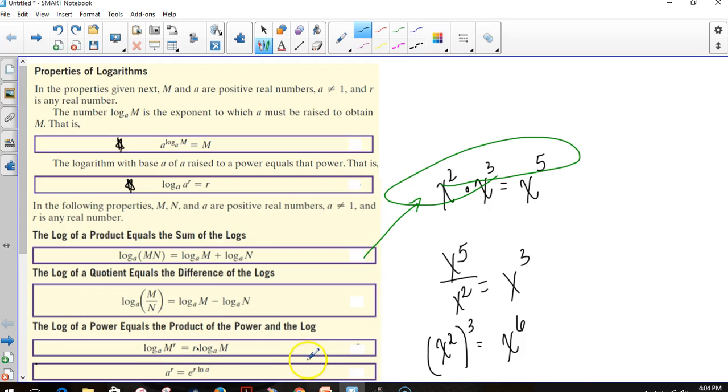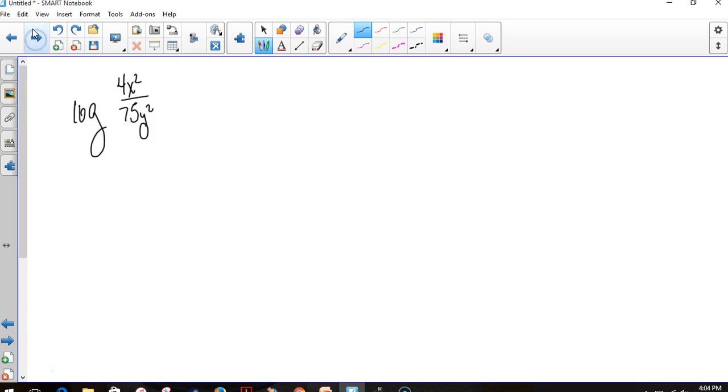That's why we can just bring it down out front and multiply the 2 together. So let's look at all 3 of these rules in one. I have log of 4x squared over 75y squared. I'm going to work with common logs just to keep it a little neater, but if this was a log base 2 or a log base 7, you would do the exact same thing.